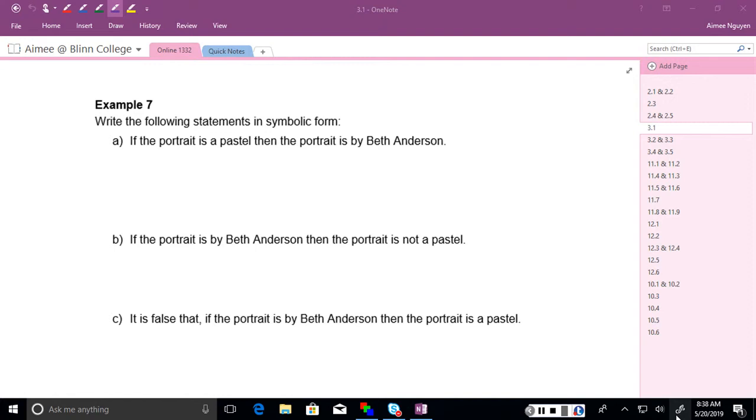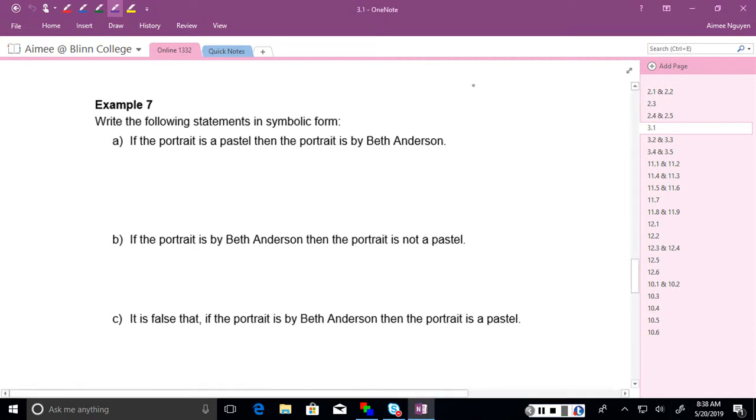In example 7, it asks us to write the following statements in symbolic form. If the portrait is a pastel, then the portrait is by Beth Anderson. So again, similar to what we did before, first we need to know what the original statements are, and then we can link them together. So I've got a portrait being a pastel and a portrait being by Beth. So those will be our two original statements.